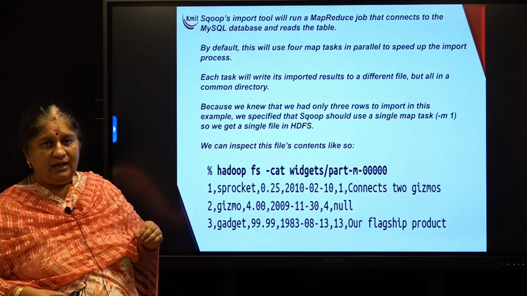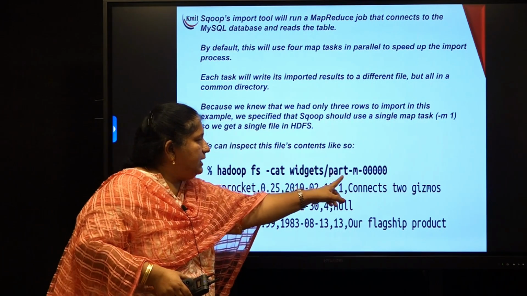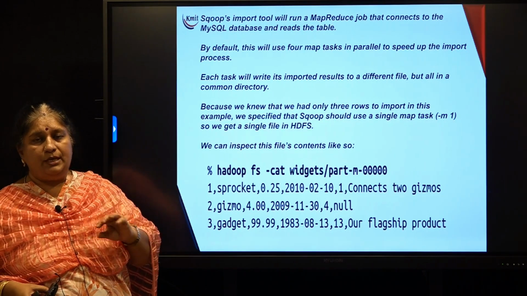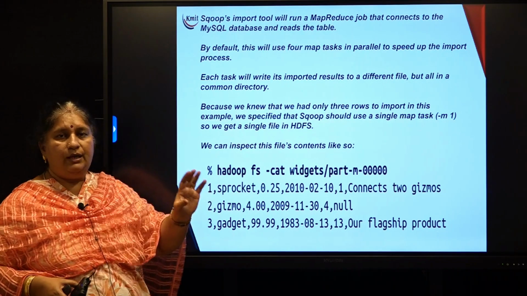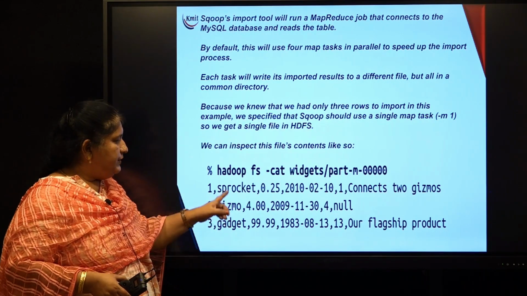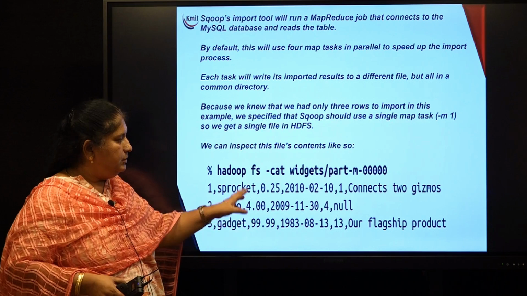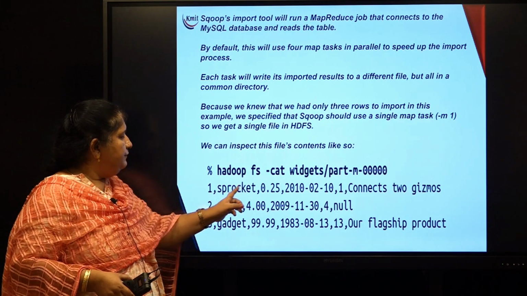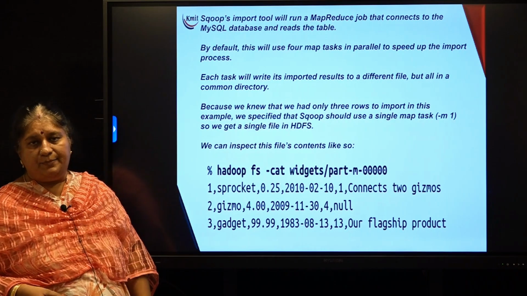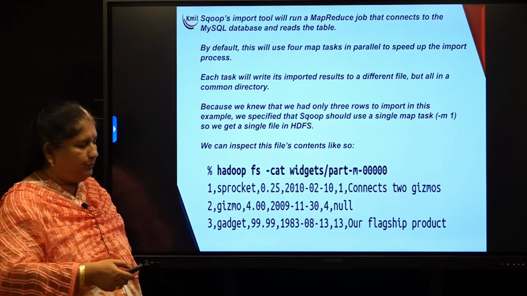part-m-00000. This is the file. If you observe part-m, there is only a mapper doing the job, there is no reducer. So straight away the output is coming from a map function. All the 3 records which we have inserted are brought into the single file, and if you see, the separators are commas. So comma is the default separator when you are working with Sqoop import.